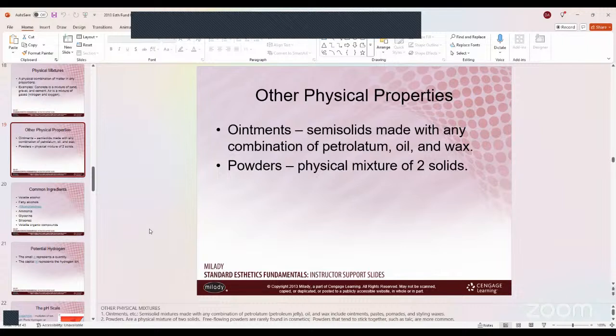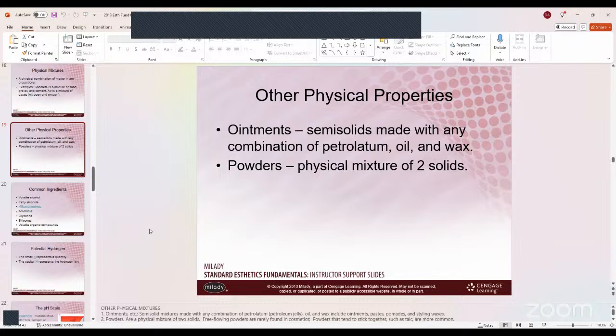All right, so looking at ointments, semi-solids made with any combination of petroleum, oil, and wax. It's going to be very important because we have ointments that we use. One of my favorite ointments is A&D cream. I use it on everything. Okay. Eczema skin, dry skin, it is a healing aid. And so that's one of the semi-solids.